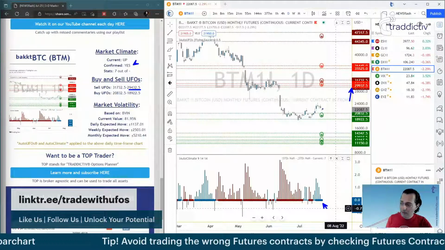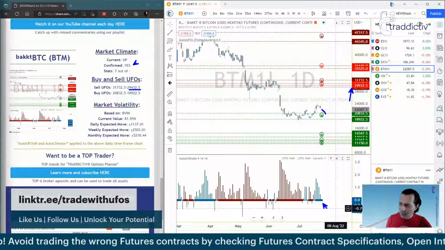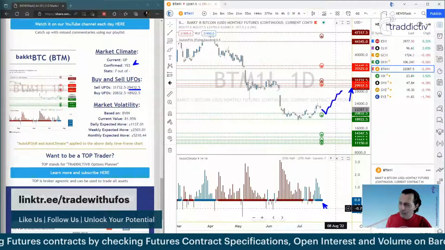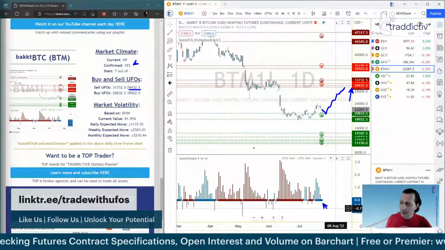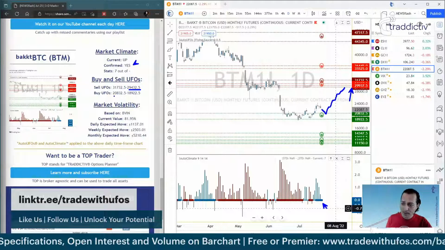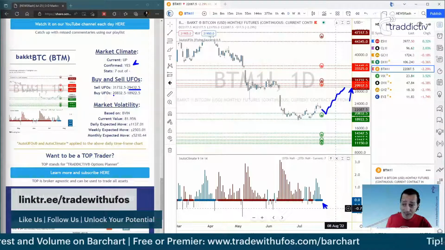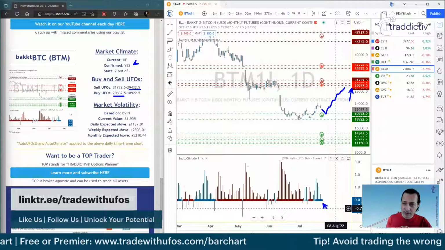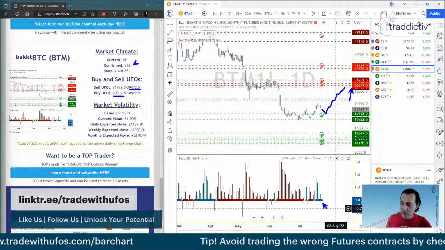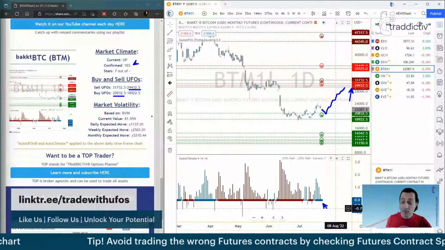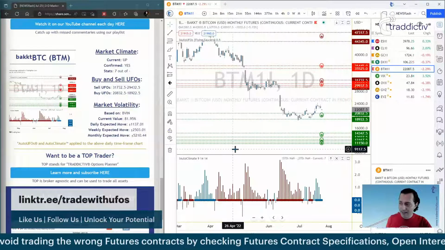So it looks like if Bitcoin drops a bit more and gets into this green UFO, we're going to be on the way to a pretty powerful move to the upside, which is what statistics suggest. That is 20,832.5. That would be where the buy orders are located, as you can see.